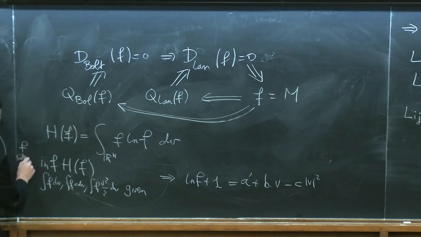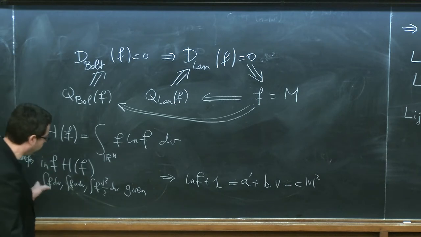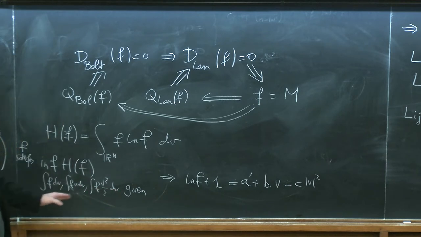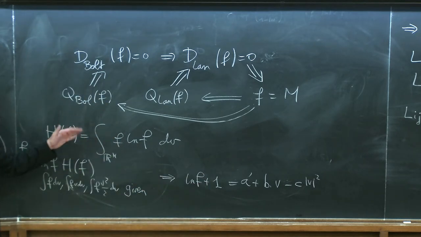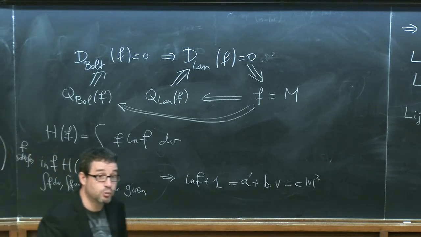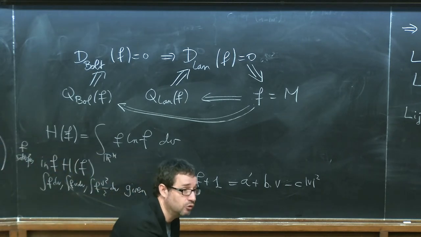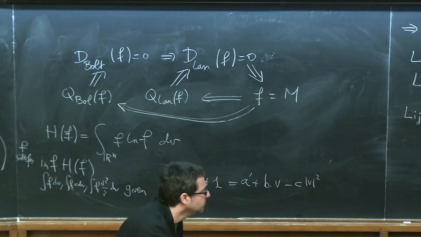So if f is satisfying the infimum of the entropy, provided that the conserved quantities are given, we get again the Maxwellian, which is the very last part of the proof of the strict entropy structure for both Boltzmann and Landau equations. Okay?